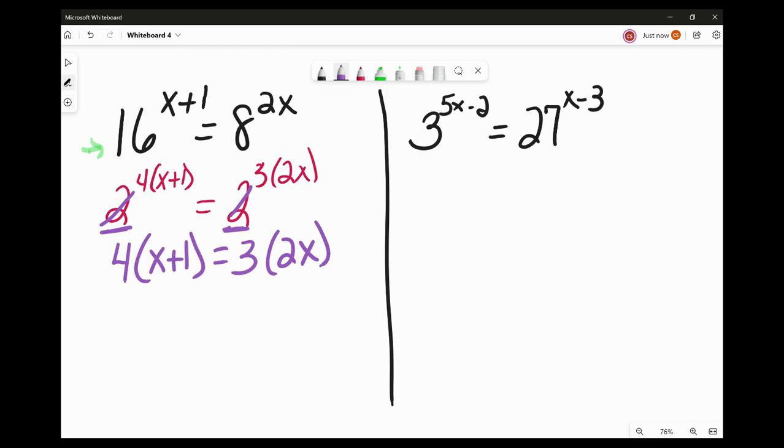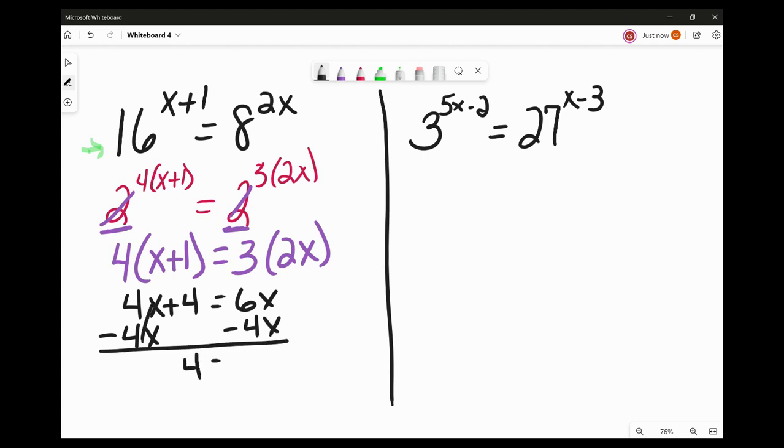And now I'm just going to solve like I would solve a normal equation. So I am going to distribute the 4, okay? And I'll get 4x plus 4. And then I'm going to distribute the 3, and I'm going to get 6x. And now I'll move the variable to one side by subtracting 4x on both sides. And I'm left with 4 equals 2x. And my last step is I'll divide both sides by 2. And I get x equals 2. That's how I would solve that problem.